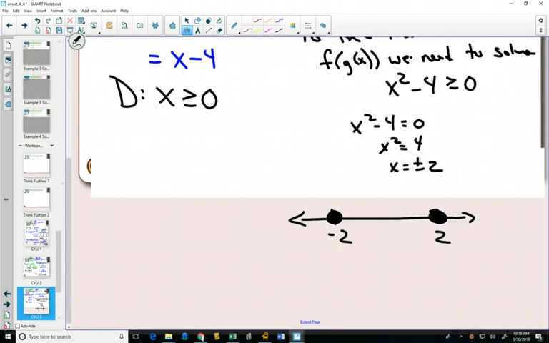What happens if I plug in 0? If I plug in 0, I get negative 4 on the left-hand side. Is it bigger than or equal to 0? No. So this section will be false. What happens if I plug in a value larger than 2, like 3? If I plug in 3, 9 minus 4 is 5. That's true. Same thing when it's less than negative 2. If I plug in negative 3, that will be true as well.